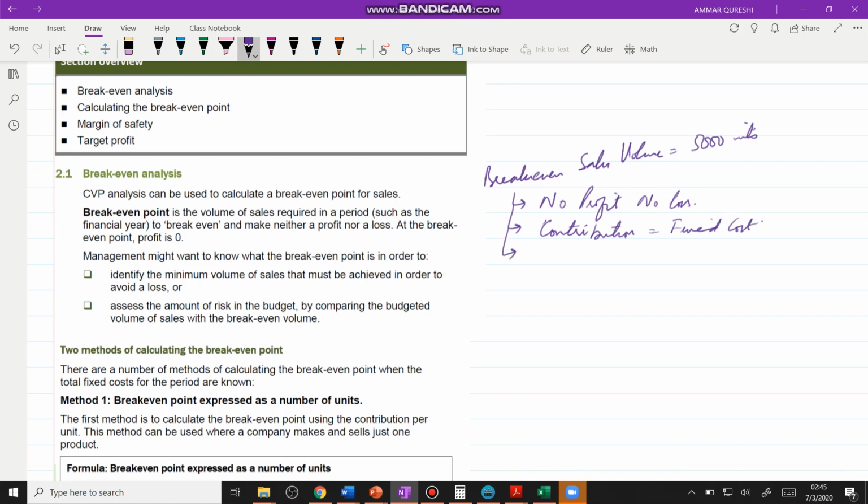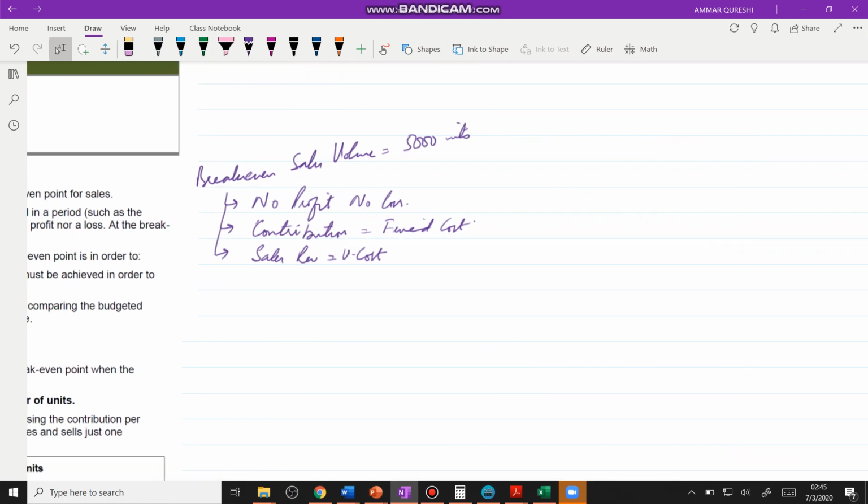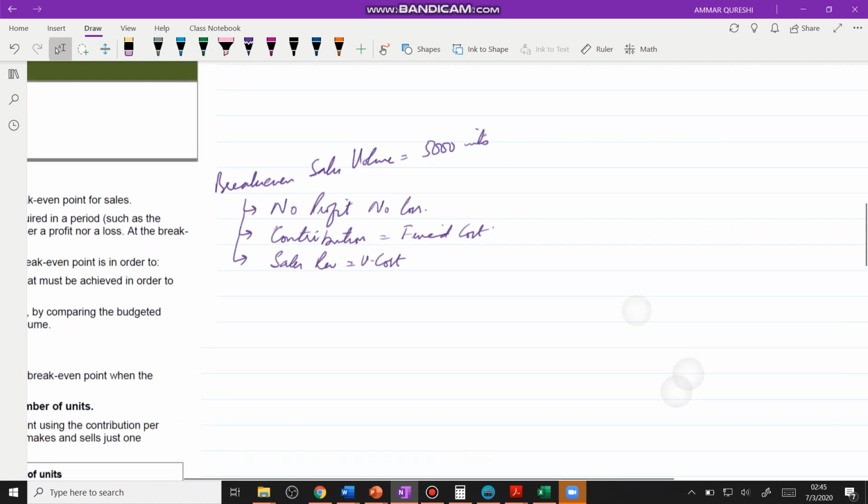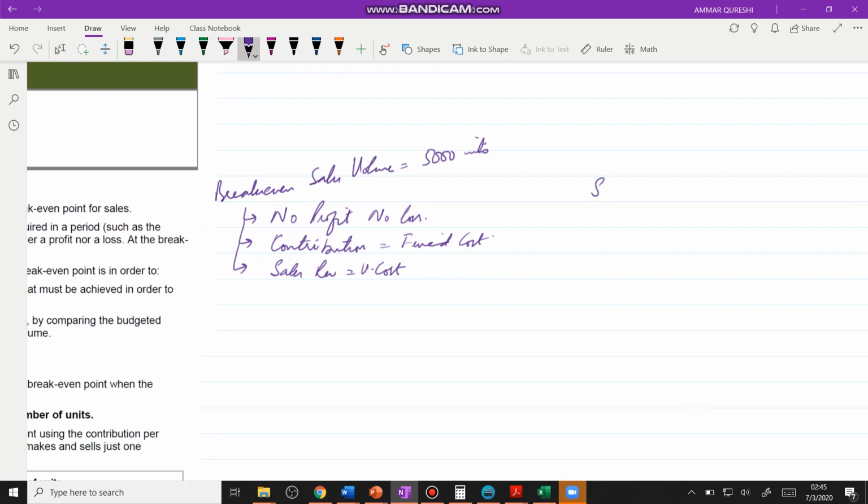And it's also a point where the company's total sales revenue is equal to total cost. Now, what do I mean by this? See, marginal costing is usually used in this situation, and the marginal costing statement is prepared like this: sales revenue minus variable cost will give you what? Contribution. And when you deduct fixed cost from that contribution, you will get what? You will get profit. Right? This is basically the situation.